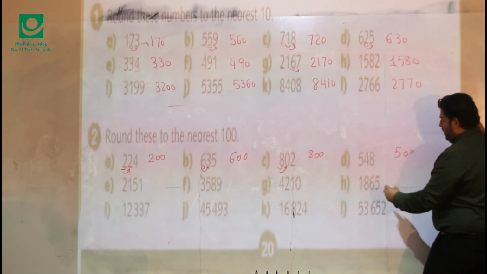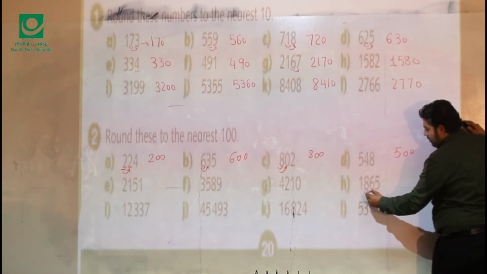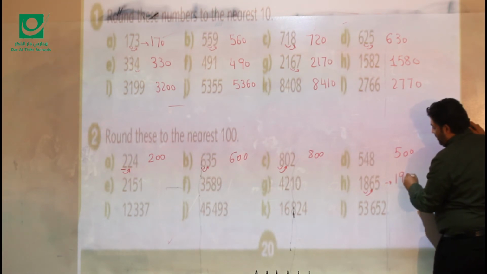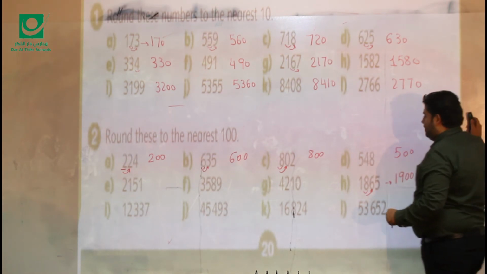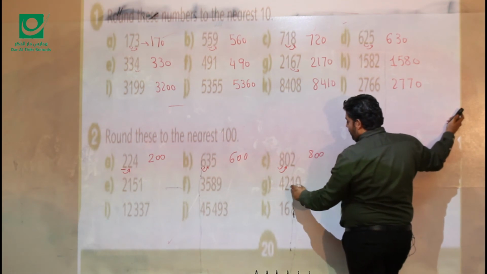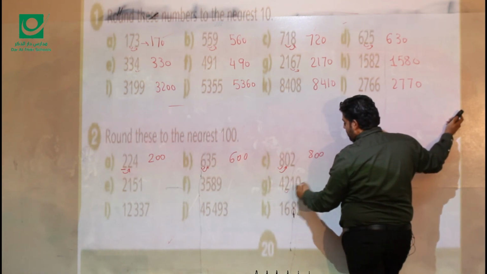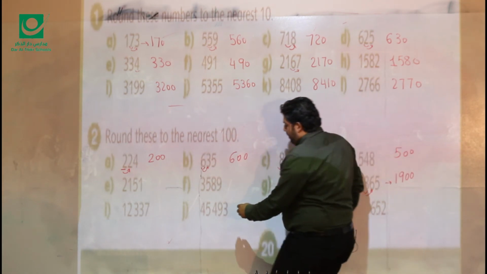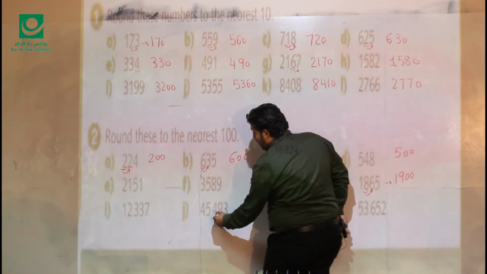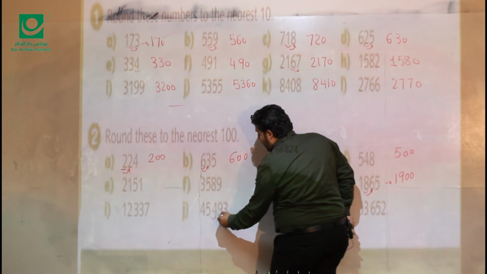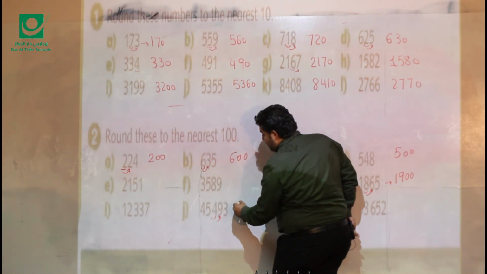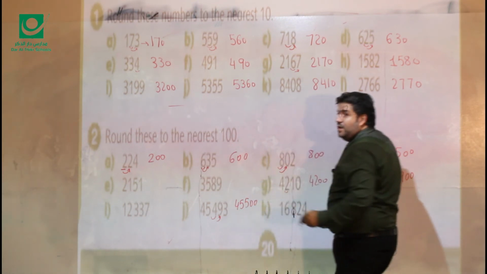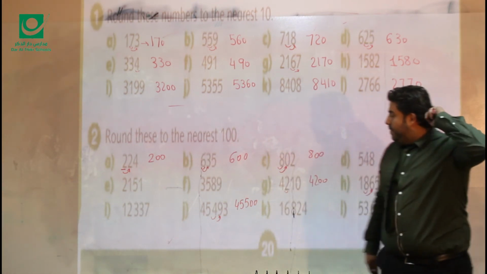This one. 100. Look at the number before. I add 1, so it's 1900. 4210. 200. It's 4200. This one, to the nearest 100, 400. So looking at the 9, 9 more than 5, add 1. So the answer is 45,500. So we can do everything on it.